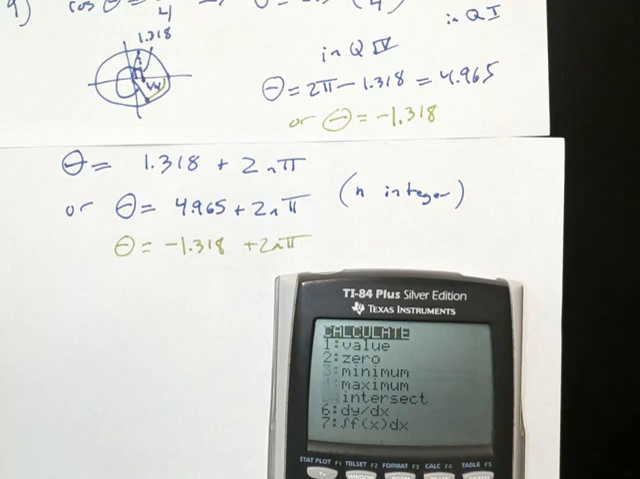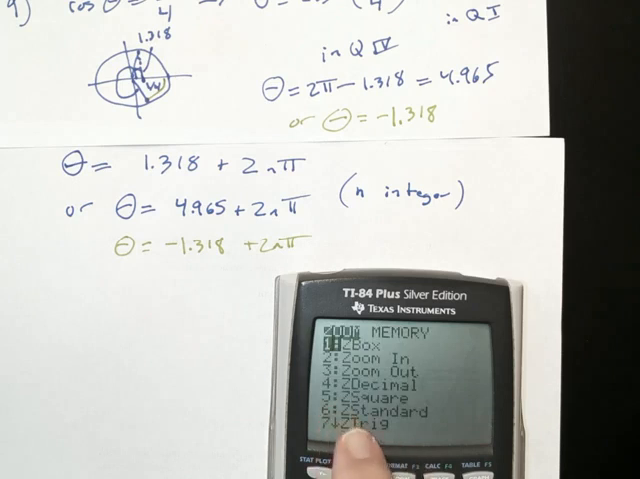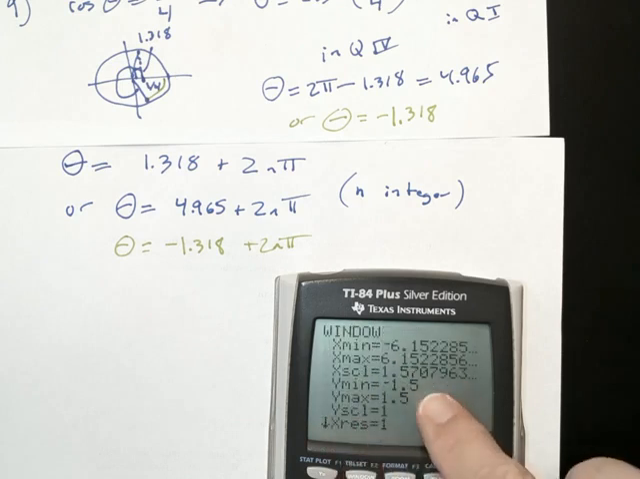Second, calculate option number 5. The first curve is the cosine curve. The second curve is the horizontal line. And I think they cross somewhere over here, 4.965. Say again? I used Zoom option number 7 to get this window. And then I went and changed the y's to be negative 1.5 to 1.5.